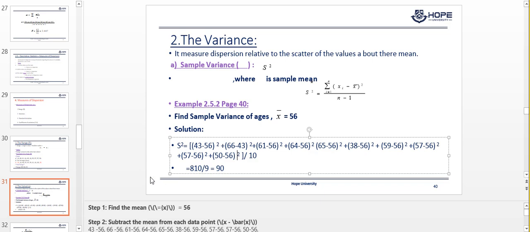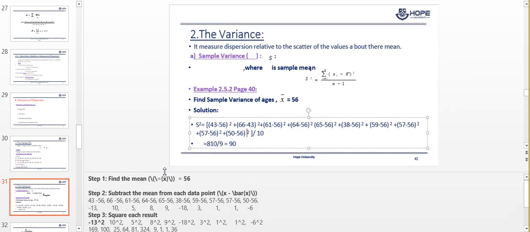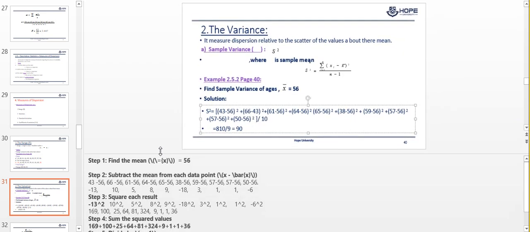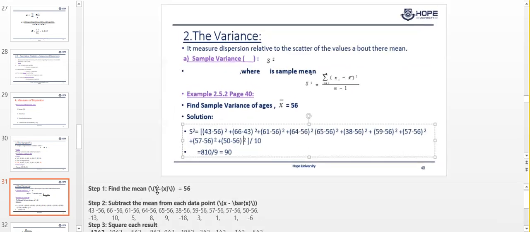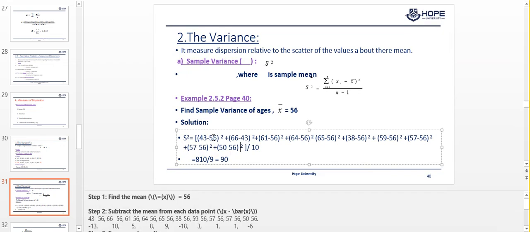By simplification, step number 1 is subtracting the mean, step number 2 is squaring each result, and step number 3 is the summation of the squared values. So we receive 810 divided by 9. Where does 9 come from? Because it is the total number minus 1. If we have 10, we make 10 minus 1, so we receive 9. So 810 divided by 9, we get 90.